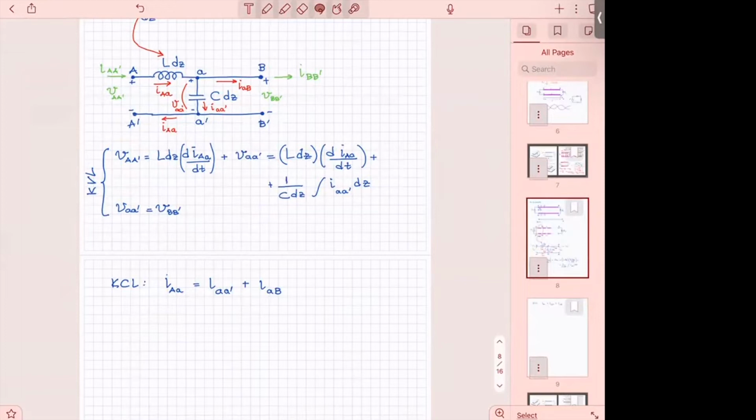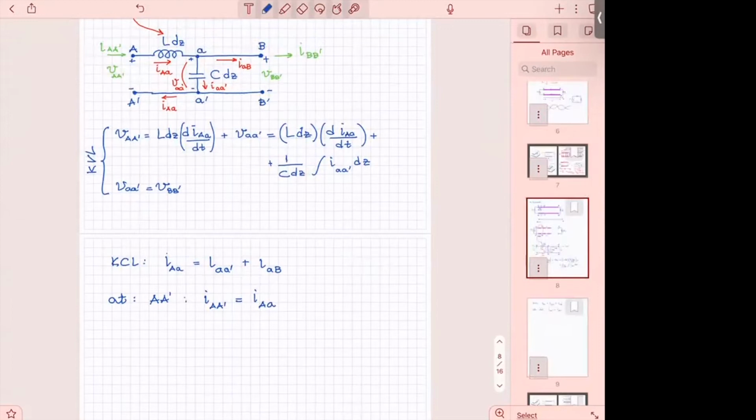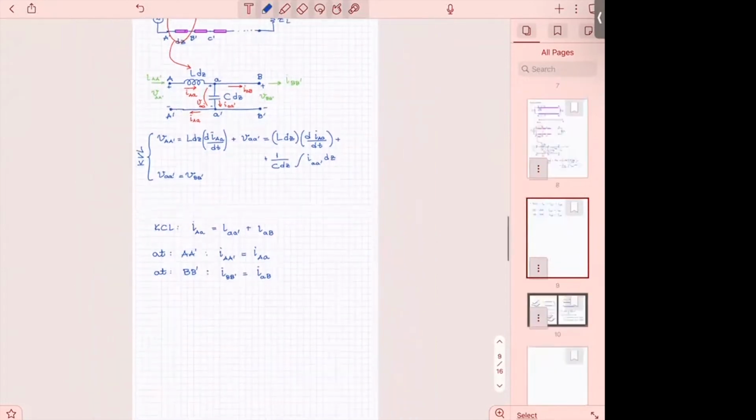So practically, I will need to write additional equations, which we know at A prime. Additionally, we know that I_A prime equals I lower a capital A, and at B prime, we also have that I_B prime equals I lower a capital B. Okay, so now let's see what we are gonna do.